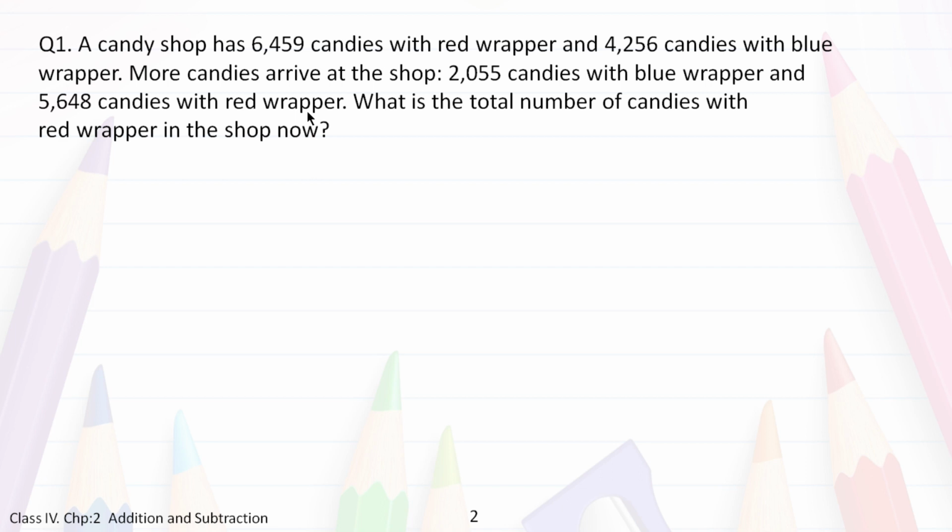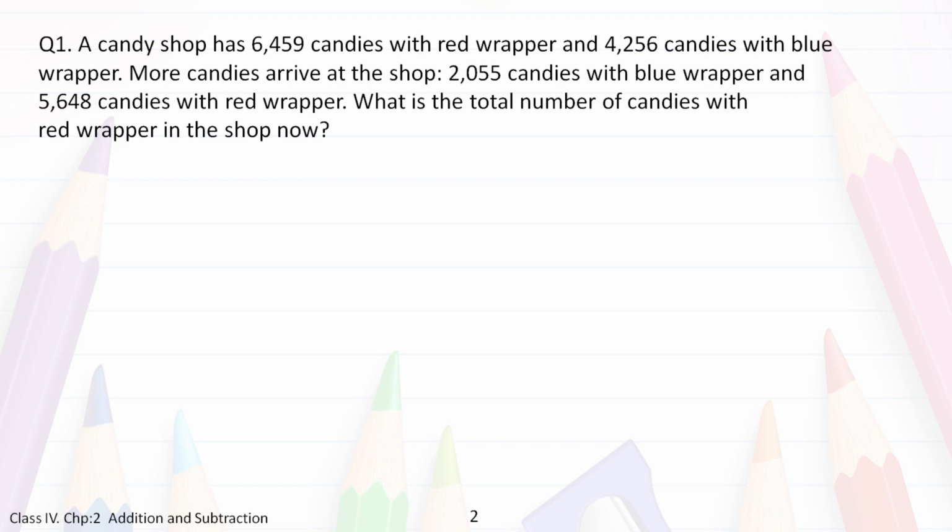So, students, first of all, you have to see what information you have, and then you have to see what information you have to find out. So, here I have information that there are two candies, red wrapper and blue wrapper. And some candies were already there and some candies are bought new. That is the information. And what I have to find out is what is the total. See, total is there. Total is the key word for addition. Number of candies with red wrapper in the shop now. Clear with it, students? Understood the question?